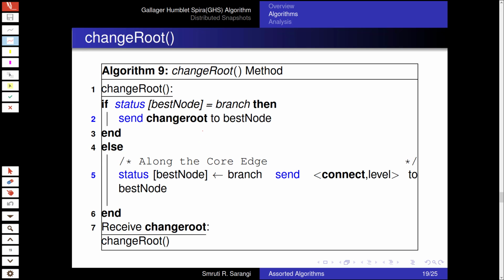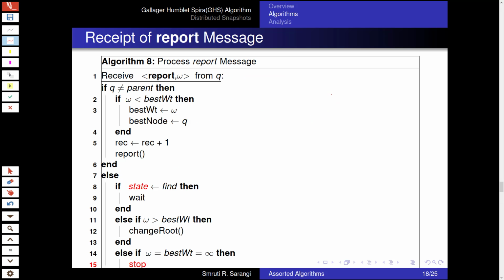So let us now discuss the last algorithm, which is the change root method. Here, we have found out in the entire fragment which node is connected to the least weight edge. Why and how? Every single node of the subtree broadcast its best values to the root, and finally the root computed the minimum operation over here and updated the best weight and best node. So best node is of course one of its child nodes that has a path to the eventual best node, which lies at the edge of its fragment. Every node just keeps a pointer to its child, and just by following these child pointers, you ultimately reach the edge that is the least weight edge of this entire fragment.